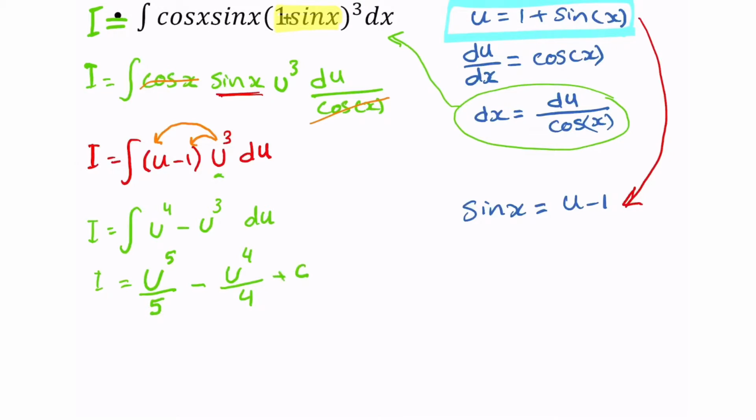Come on, what to do? We change u, replace u by 1 plus sine x. Each u will be replaced with 1 plus sine x here. So we get 1 plus sine x to the power 5 divided by 5, minus 1 plus sine x to the power 4 divided by 4, plus the lovely c.